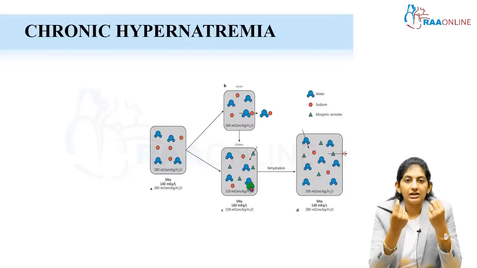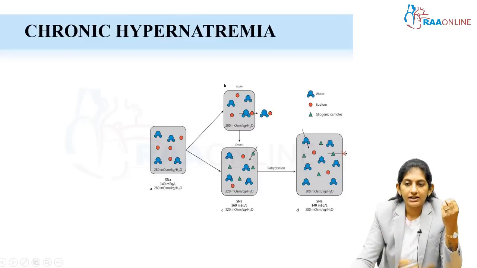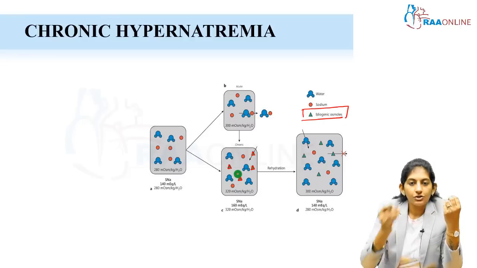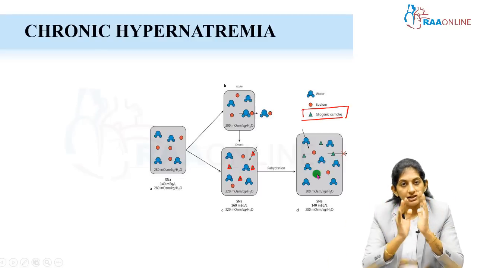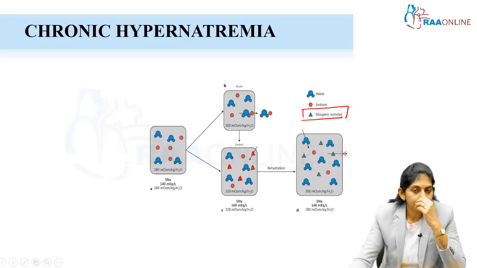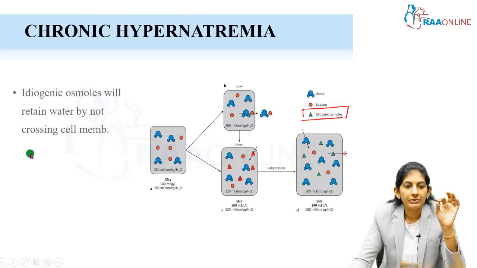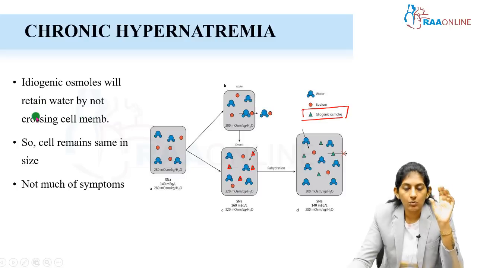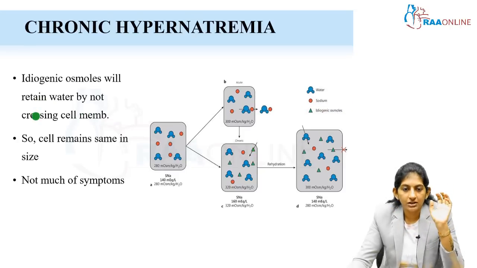How? My body will try to produce what are called idiogenic osmoles. These are the idiogenic osmoles, these small green triangle ones. These idiogenic osmoles will sit inside the cell only. They will not go outside, they will stay inside the cell and will prevent the cell from shrinkage. They will try to retain the cellular size. This is the function of idiogenic osmoles. These osmoles will retain the water, it will not cross the membrane.